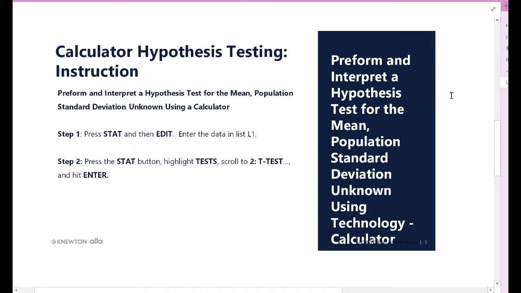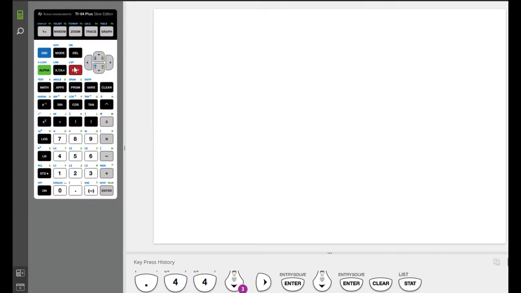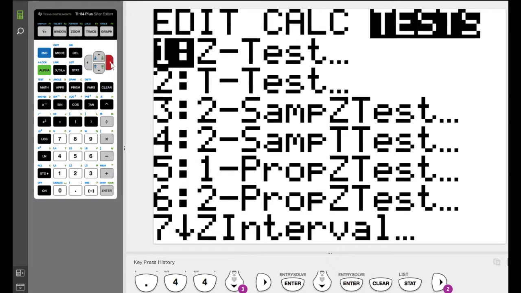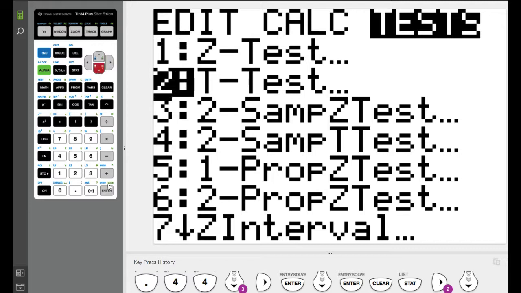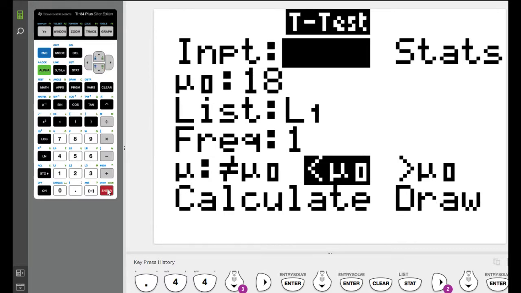Alrighty, folks. So, similar to confidence intervals, we know that when the population standard deviation is unknown, we should use the t-distribution. So when it comes to hypothesis testing, that means we should use what is referred to as a t-test. How do I find where the T-Test is? Well, I hit my stat button, go to the test menu, and right there, number 2 is the T-Test. Your input option will either be data or stats. Data means that you have the data values in a list somewhere. Stats means that you have just what I call the summary statistics. Okay. Let's try an example.